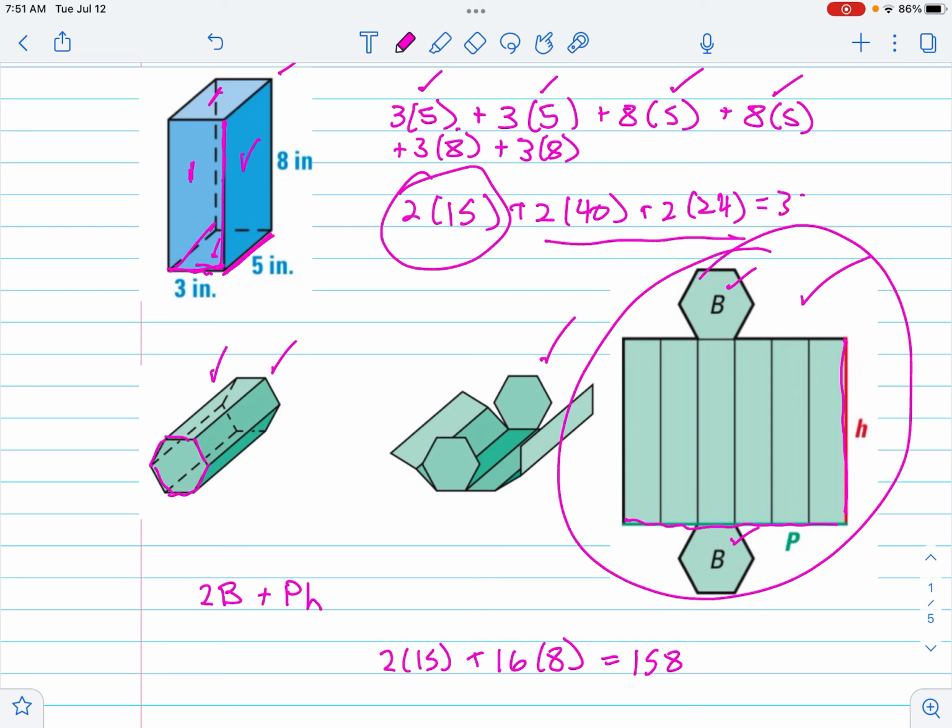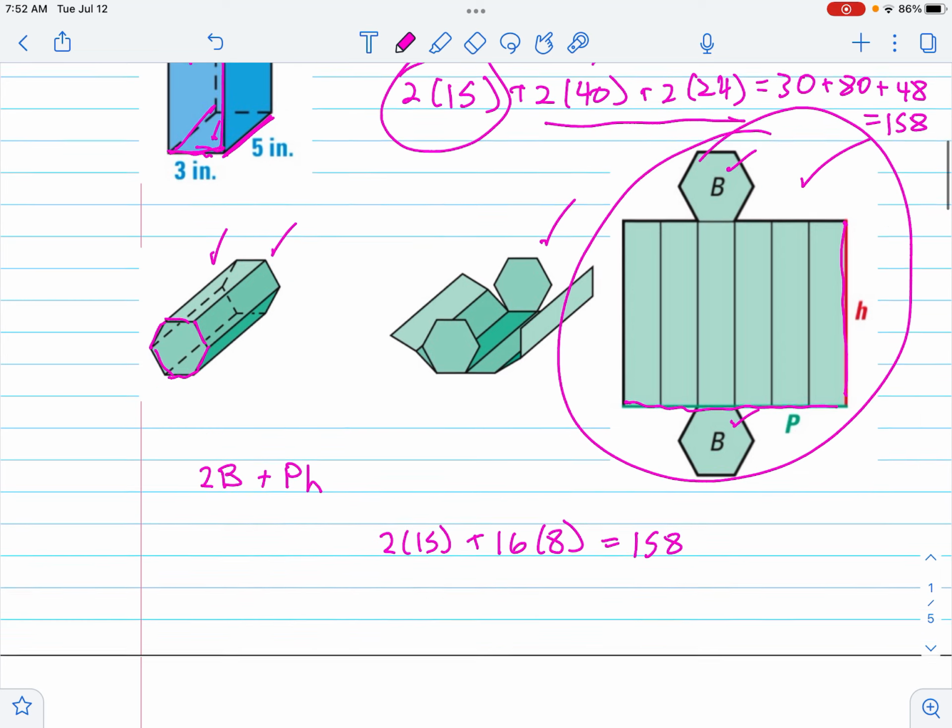Now, if we didn't work through this, let's see what we get. We get 30 plus 80 plus 48. And let's see what that is. If we add that up, then we get, you guessed it, 158. See, we get the same thing.